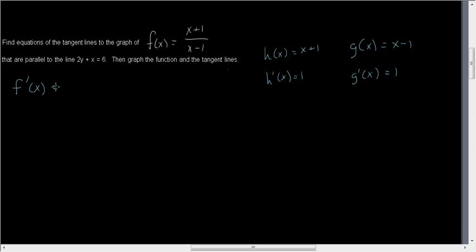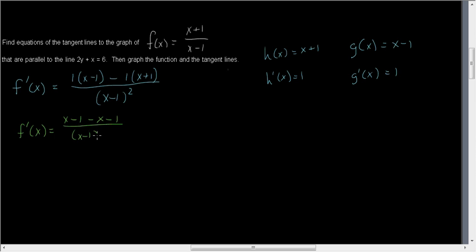And so the derivative of f, then in that case, is the derivative of the top times the bottom, minus the derivative of the bottom times the top, all over the bottom squared. Okay? So f prime of x then is equal to x minus 1 minus x minus 1 all over x minus 1 quantity squared. If you'll notice, x and negative x cancel, so I'm left with -2 over the quantity x minus 1 squared.